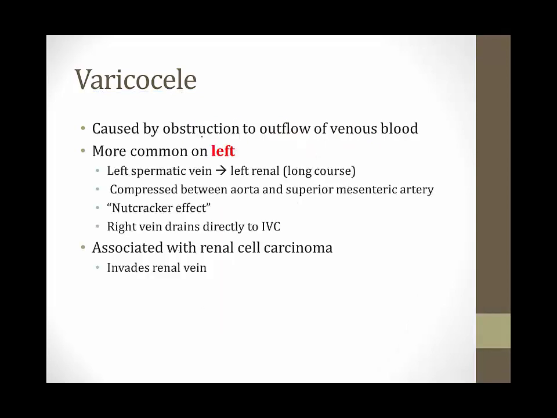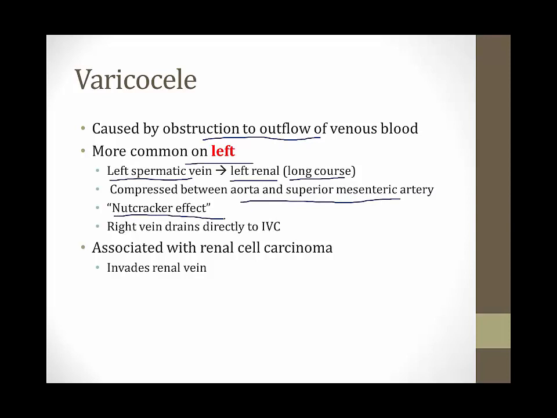Varicoceles occur when there is some obstruction to outflow of venous blood from the scrotum, and you should know that they are more common on the left. The reason for this is a very high-yield tie-in with anatomy that you should know for step 1 of your boards. So the left spermatic vein drains into the left renal vein, which then has to cross the midline to reach the IVC. So there's a long course that venous blood has to travel when exiting the left side of the scrotum.